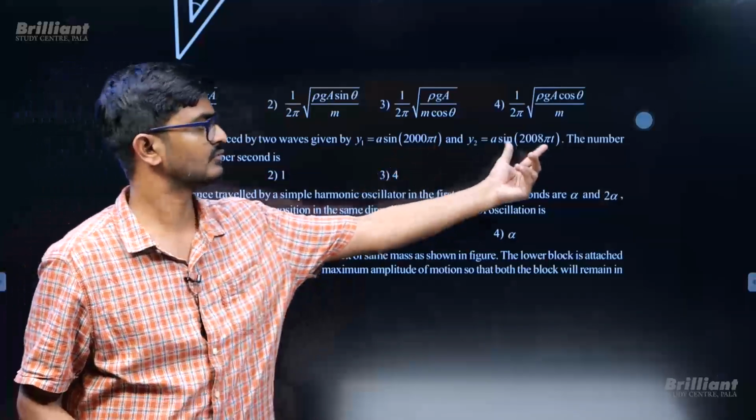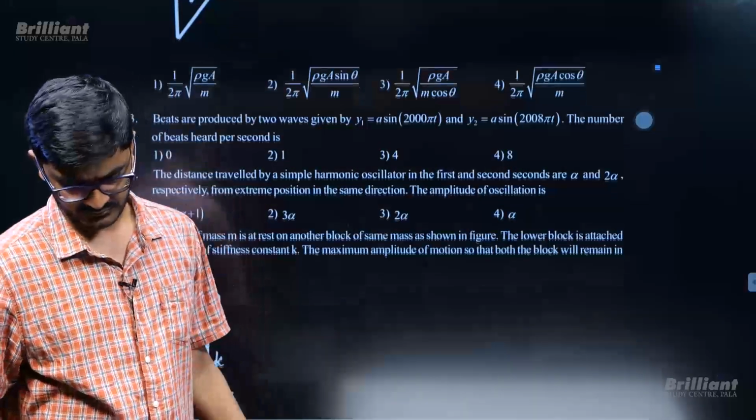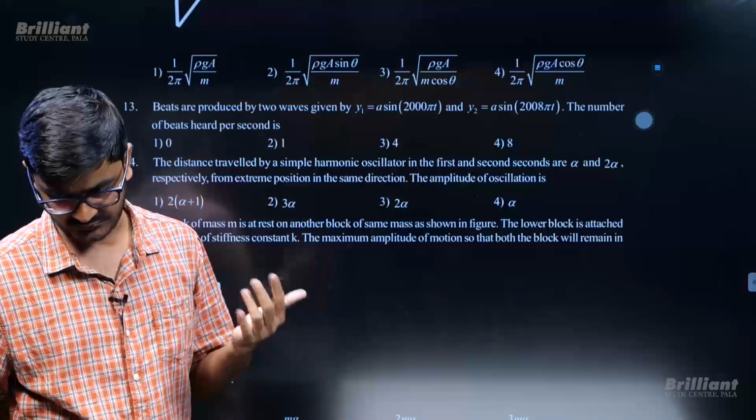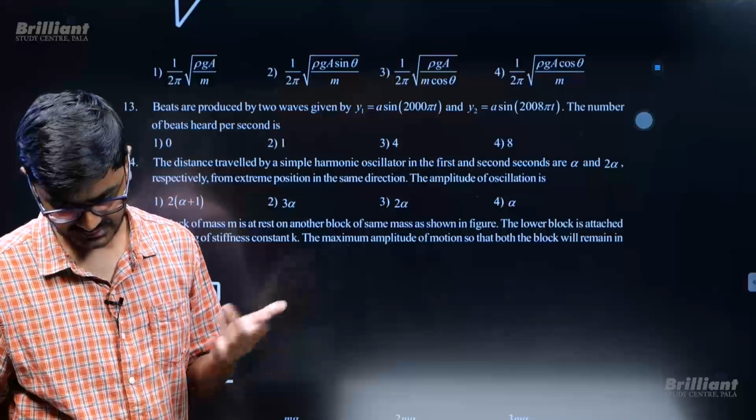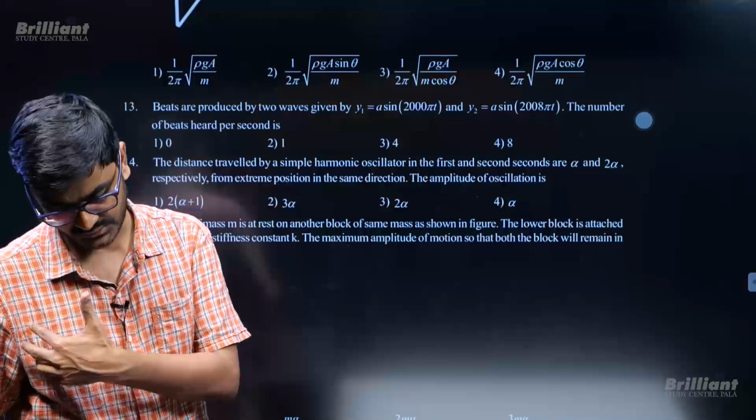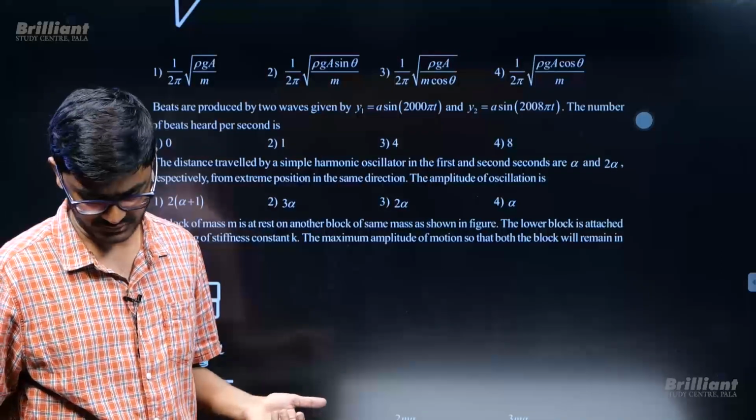2 pi f1, 2 pi f2. The distance travelled by a simple harmonic oscillator in the first and second seconds are alpha and 2 alpha respectively from the extreme position in the same direction. The amplitude of oscillation is?